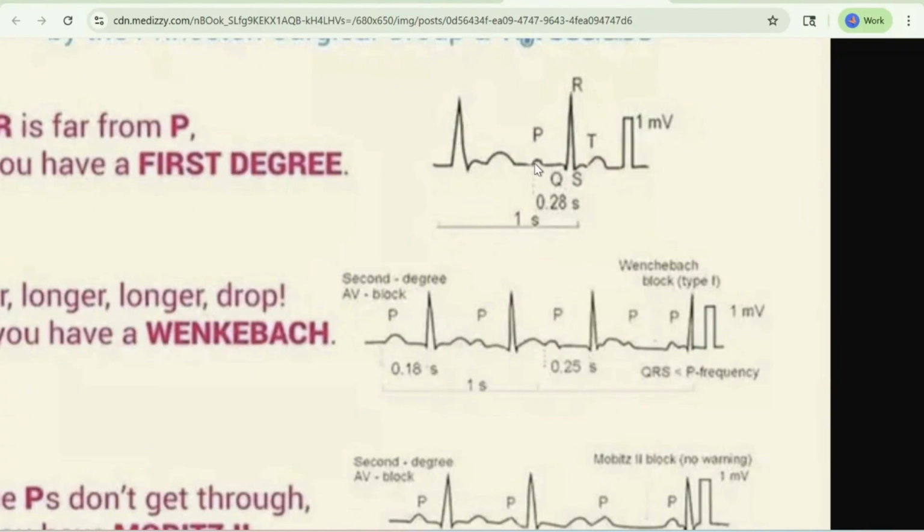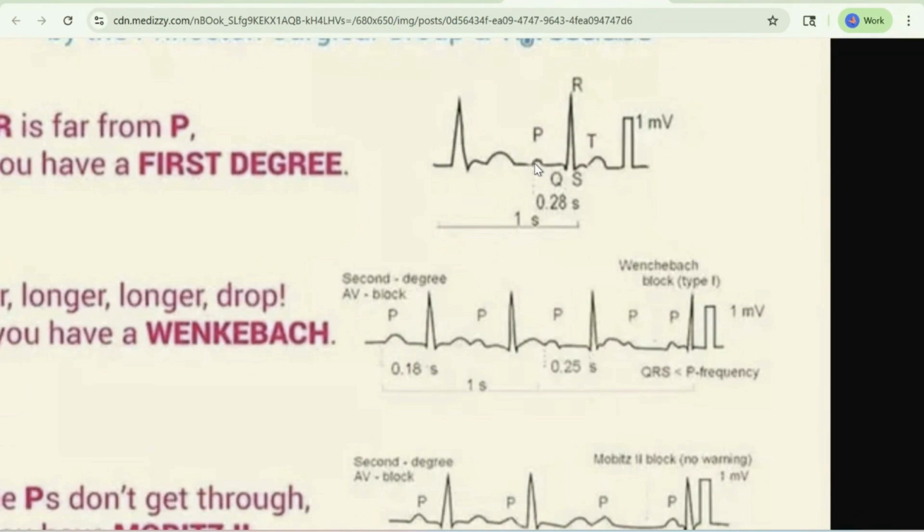Okay. Whenever they say PR interval, you have to remember the atria depolarized, and now the electricity is going down to the AV node. Does that make sense? R is the AV node? No, the PR interval is that length of time, right? That's the traversing through the AV node.